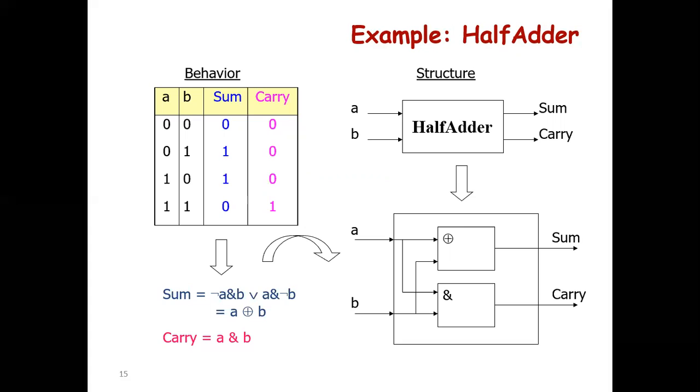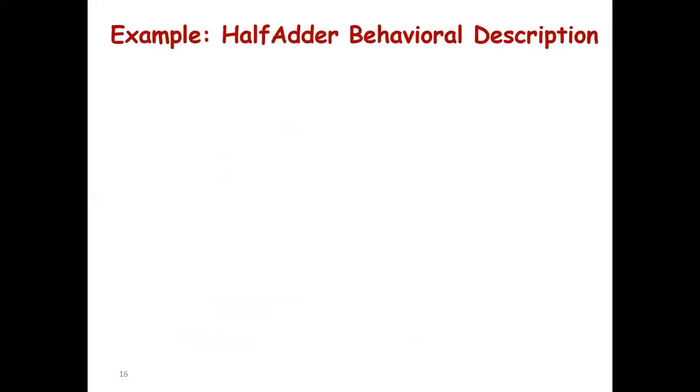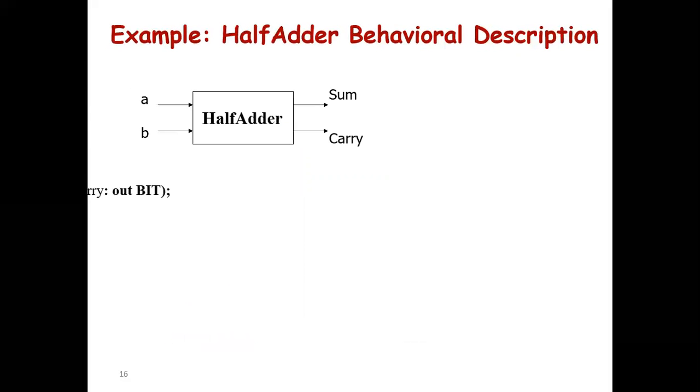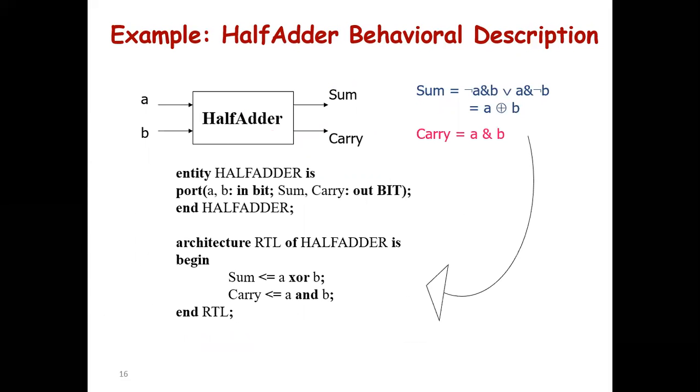Sum value will be A XOR B. Carry value will be A AND B. In structure we have the half adder, sum and carry, then the process, that is XOR and AND. Half adder behavioral simulation description.